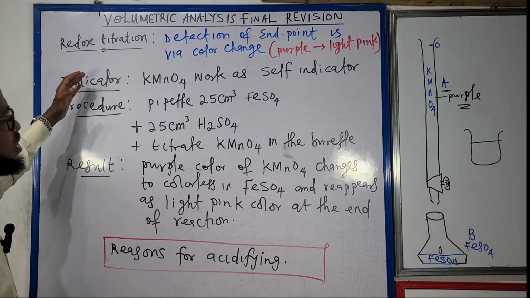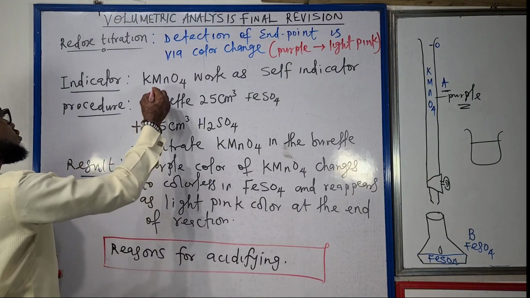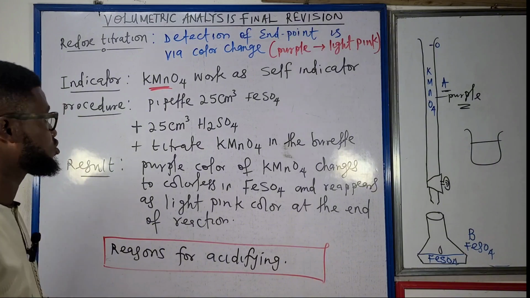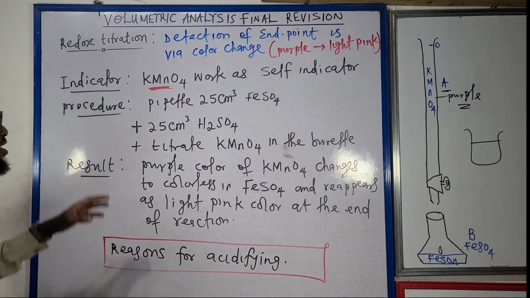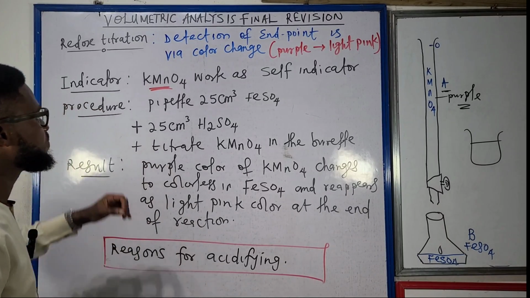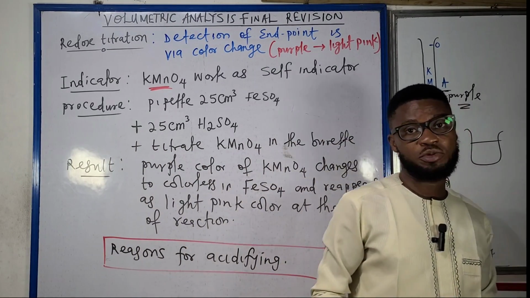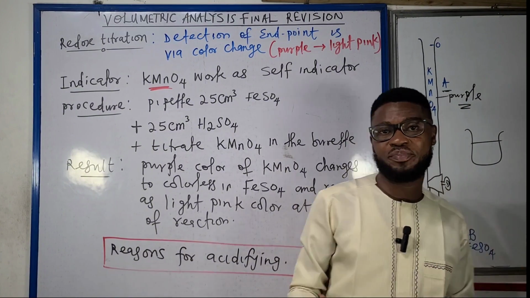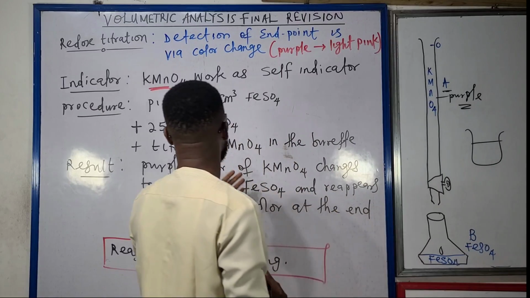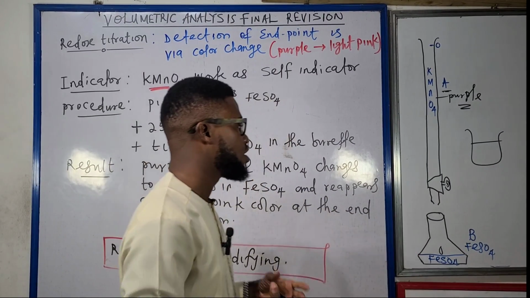So do we need an indicator here? No, we don't need an indicator, because KMnO4 on its own is a self indicator, given that it is a very strong oxidizing agent. What are the procedures we are going to follow for this titration? We're going to pipette 25 cm cube or 20 cm cube, depending on the type of pipette you have in your school, a known volume of the base into a conical flask.